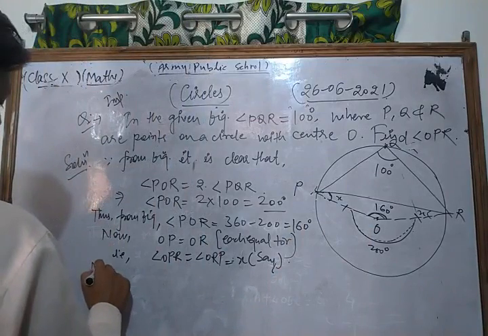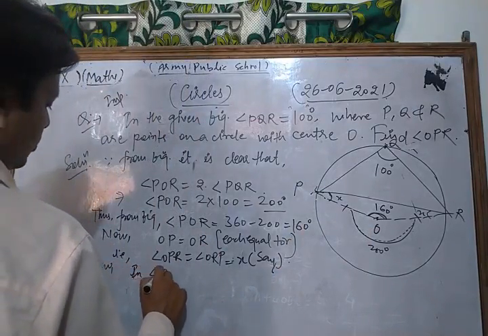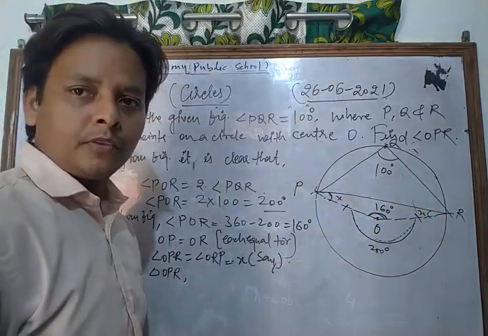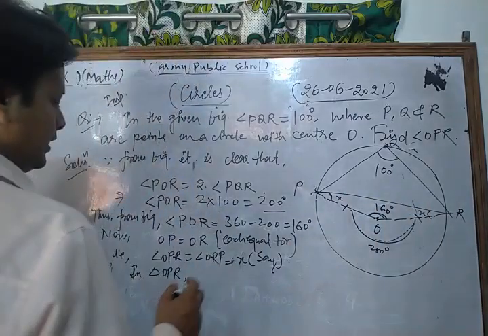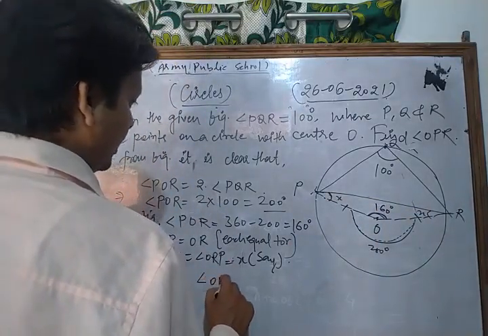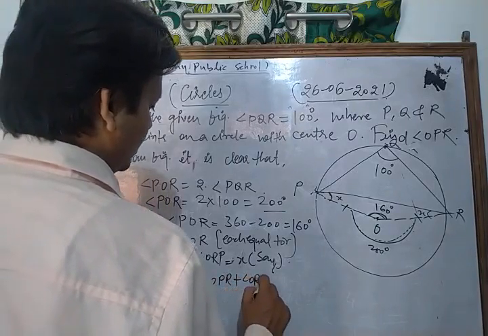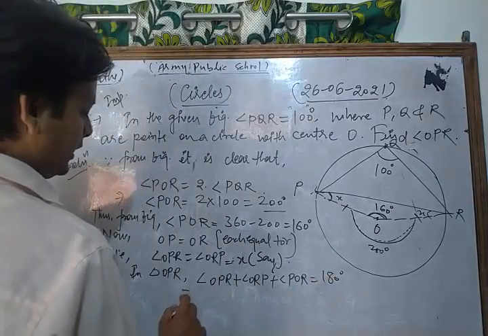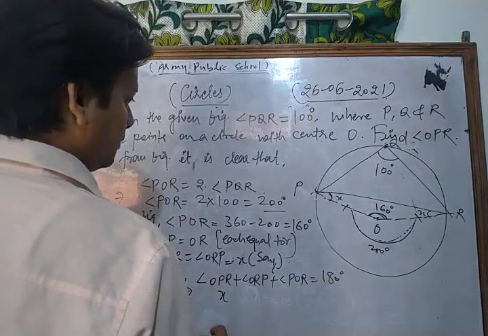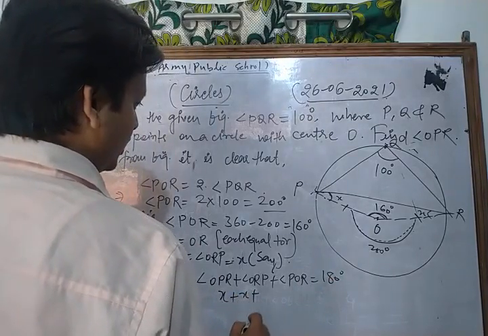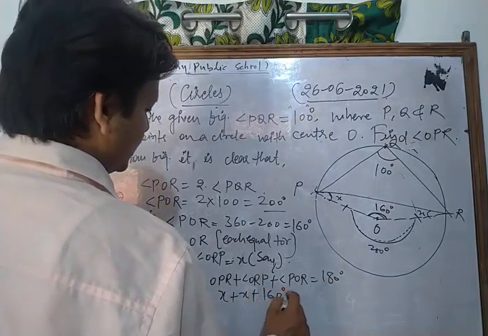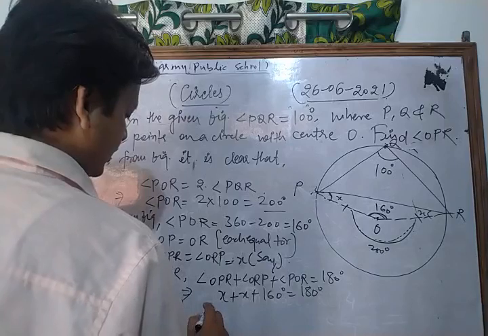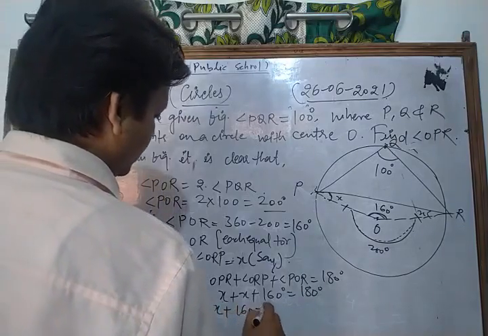Now in triangle OPR, the sum of all 3 angles of a triangle is what? 180 degree. So in triangle OPR, angle OPR plus angle ORP plus angle POR, the sum of these angles is 180 degree. Now OPR is x, ORP is x, POR is 160 degree, equal to 180 degree. So this is 2x plus 160 is equal to 180.